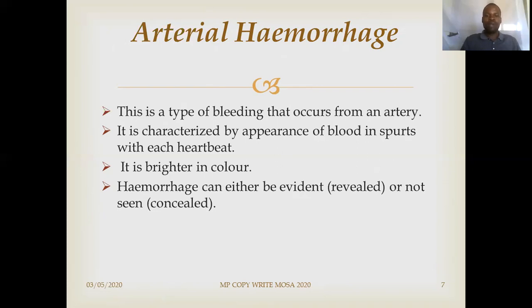Then we're saying hemorrhage can either be evident, meaning you can see it, or you cannot see it. For instance, when someone is bleeding, the blood that you're able to see coming out, you say it is revealed. Then if it is not seen, you say it is concealed. Someone is bleeding, but the blood that is coming out, you can't see. That's why we're saying it is concealed.